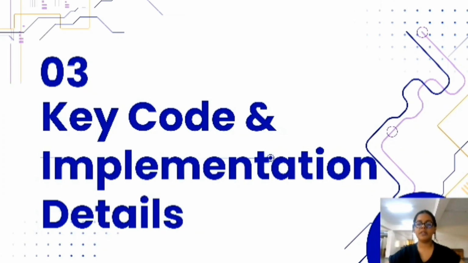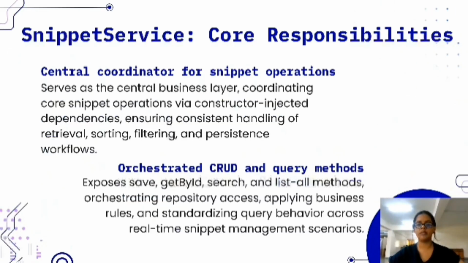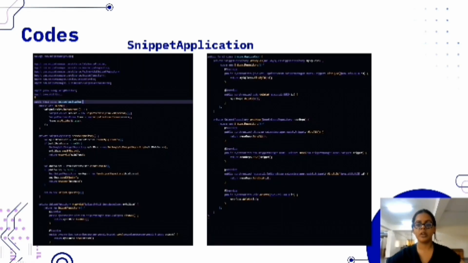Now I will briefly explain the implementation details. So the snippet service is the core component of the system. It is responsible for saving snippets, searching snippets, and retrieving the data. It acts like a bridge between the user interface and the database, ensuring that all the operations follow the proper logic. So now I will be explaining all the code.